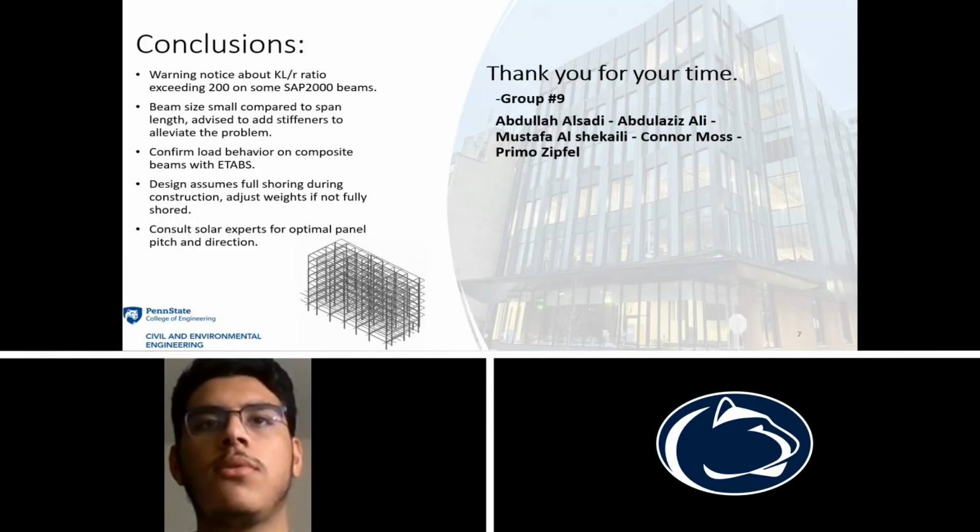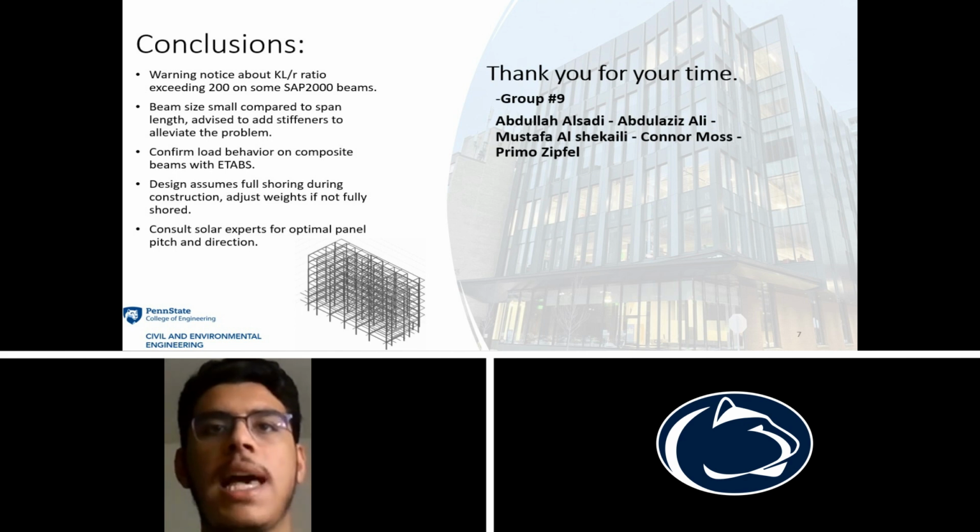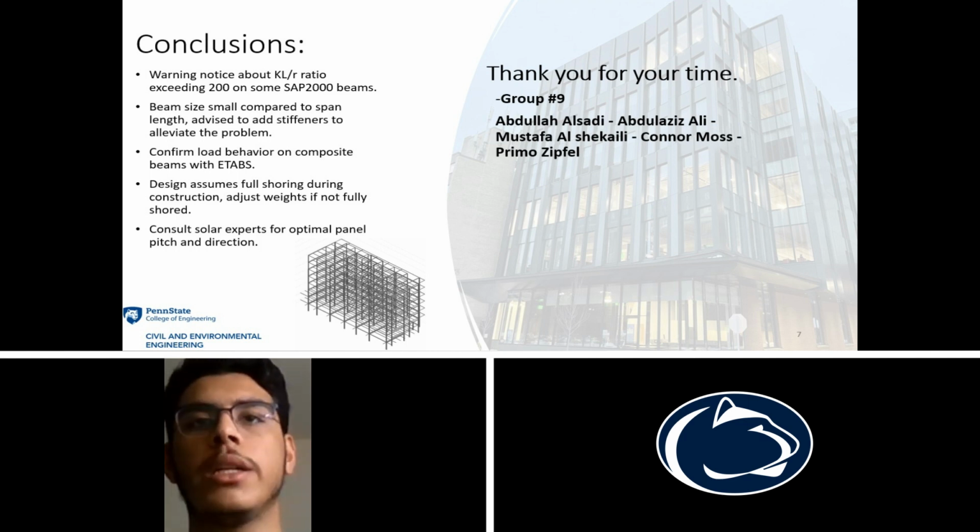SAP2000 warns of KL/r ratios over 200 on some beams. Adding stiffeners will help in reducing the risk of buckling. We recommend confirming load behavior on composite beams with software like ETABS. Also, the design assumes full shoring during construction, so adjust the weights if not fully shored.